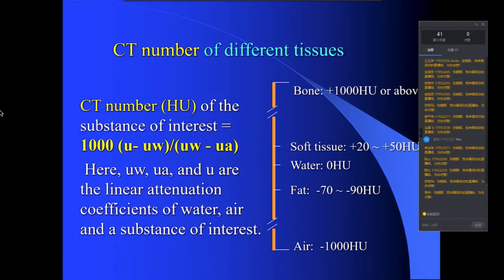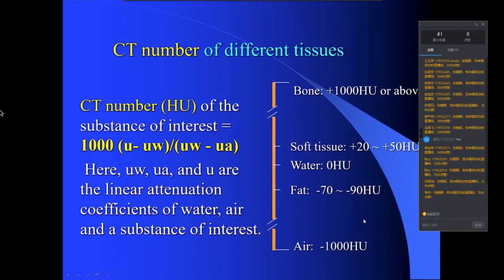The CT number of the substance of interest is calculated using the following equation. Here, μw, μa, and μ are the linear attenuation coefficients of water, air, and the substance of interest. In this unit system, water is assigned a value of 0, and air is assigned a value of -1000. The CT number of soft tissue is usually from 20 to 50 Hounsfield units. The CT number of fat ranges from -70 to -90 Hounsfield units. And the CT number of bone is 1000 Hounsfield units or above.